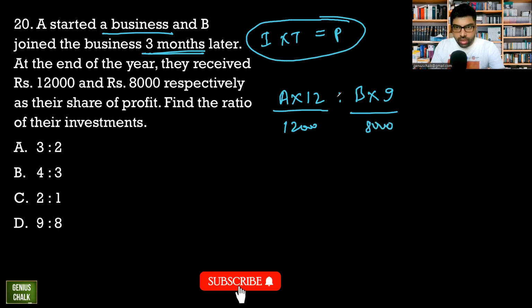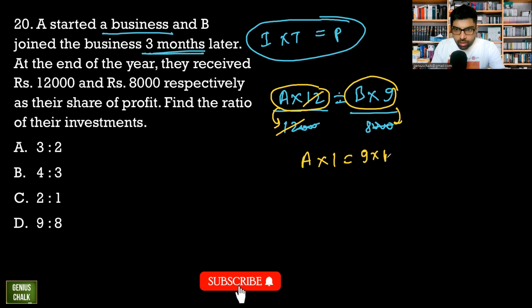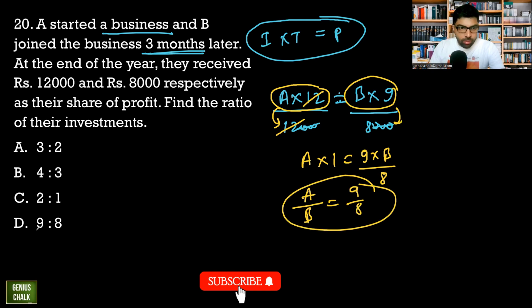So this is the ratio directly given, just equate it. So 3 zeros cancel. See, this is their profit sharing ratio only. That is given as this. Just solve it now. 12, 12 cancel. This is A into 1 equal to 9 into B by 8. So what is A by B investment? It will be 9 by 8. So that is option D.